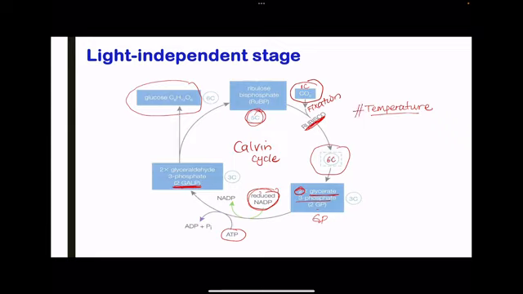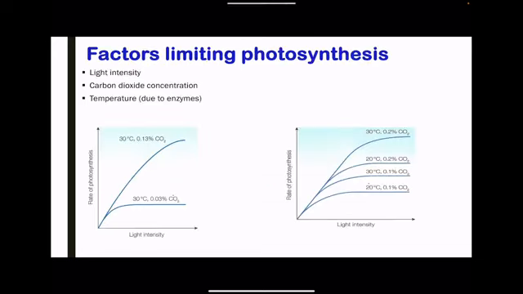So in the exam, they could ask you questions about temperature and how it affects the rate of photosynthesis for the light-independent reactions. And for the light-dependent reactions, they'll ask you about sunlight and how it affects the rate of photosynthesis. Also, for the light-independent reactions, they could ask you about CO2 concentration. So this is for the independent, and this is for the dependent.